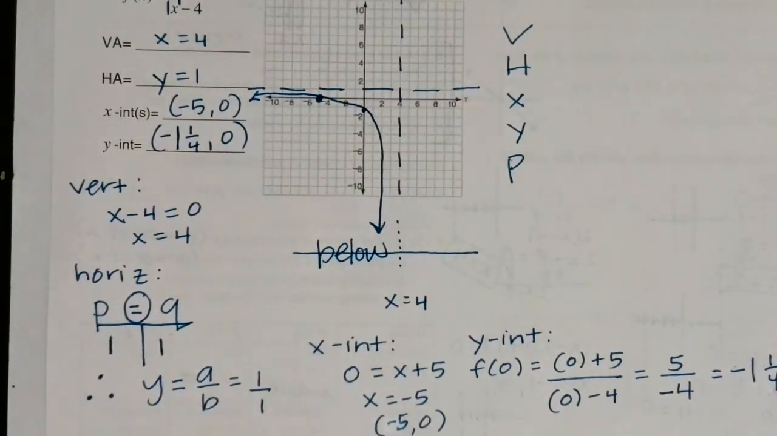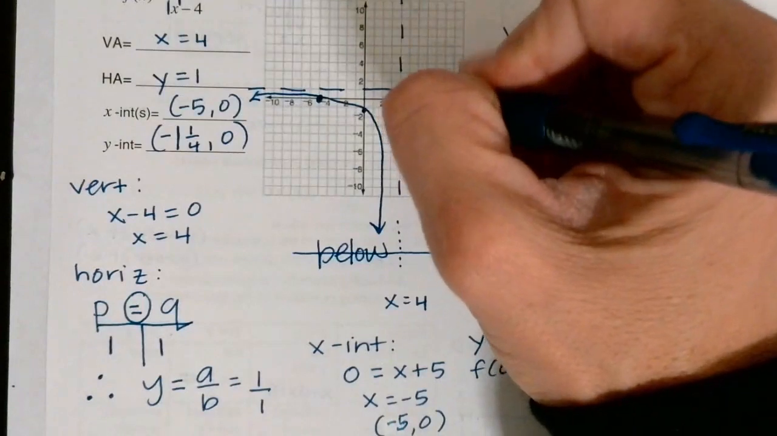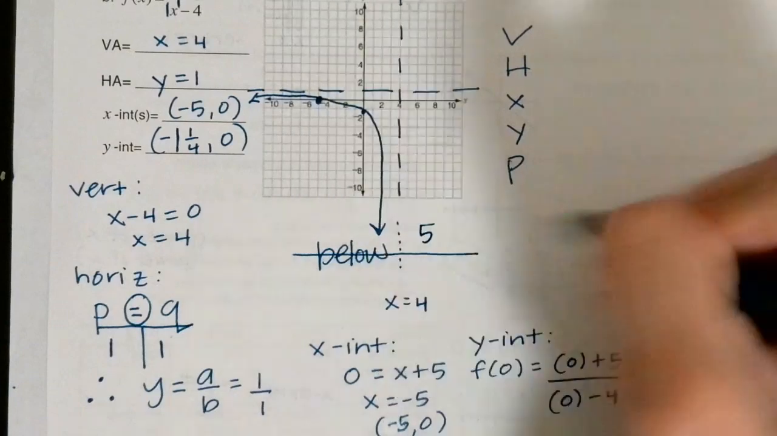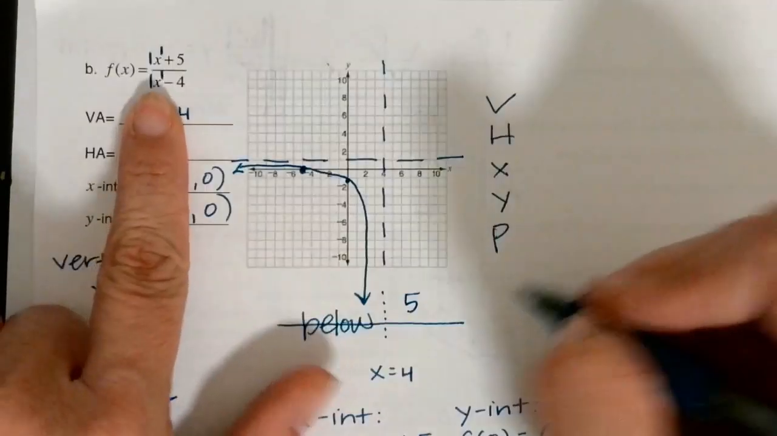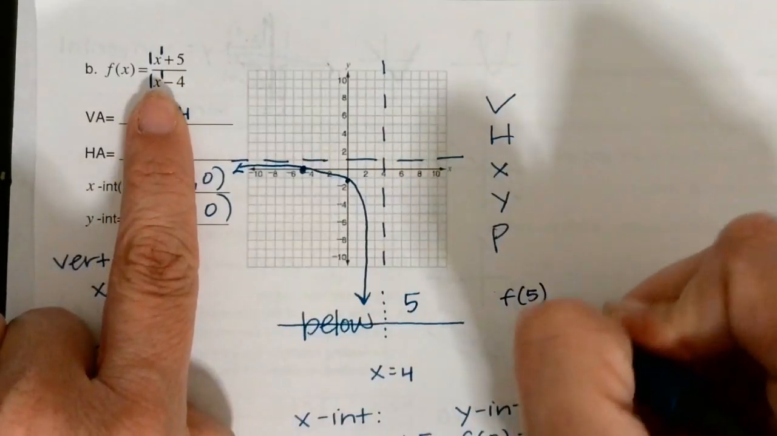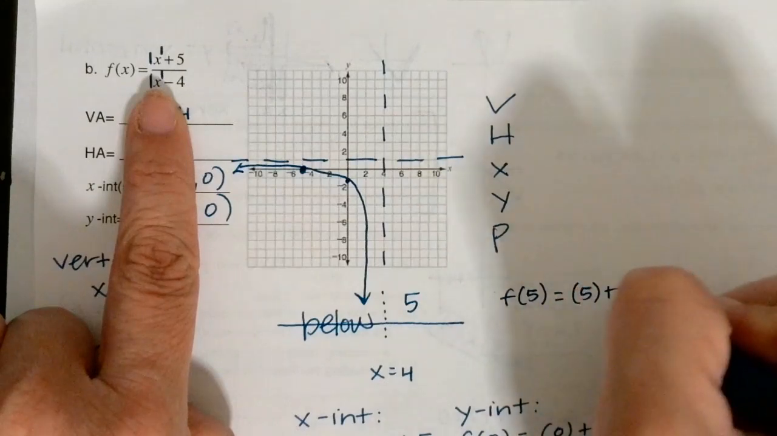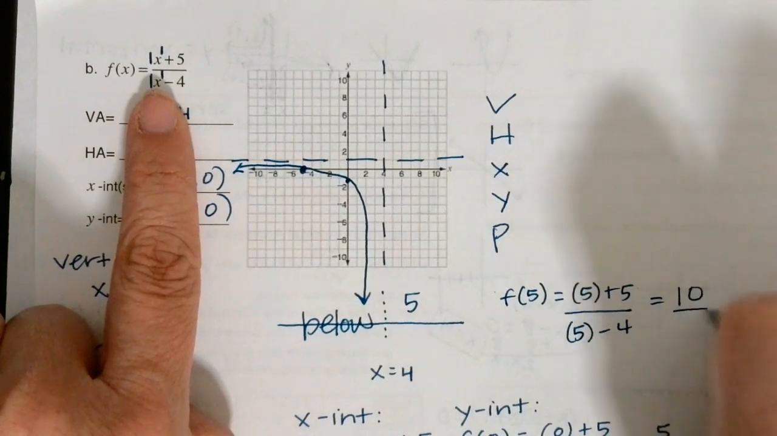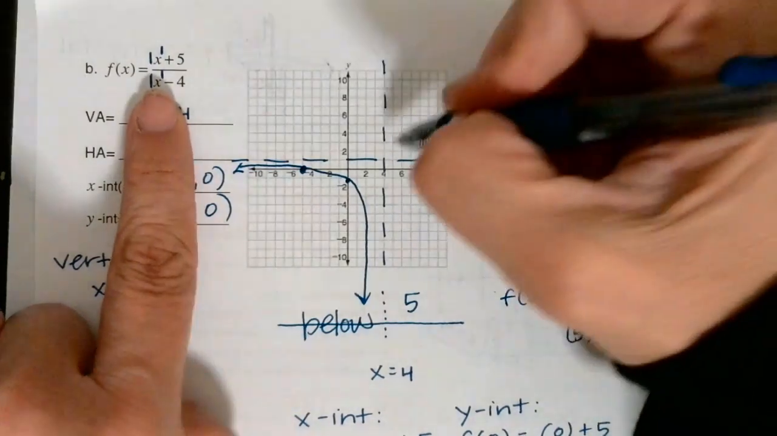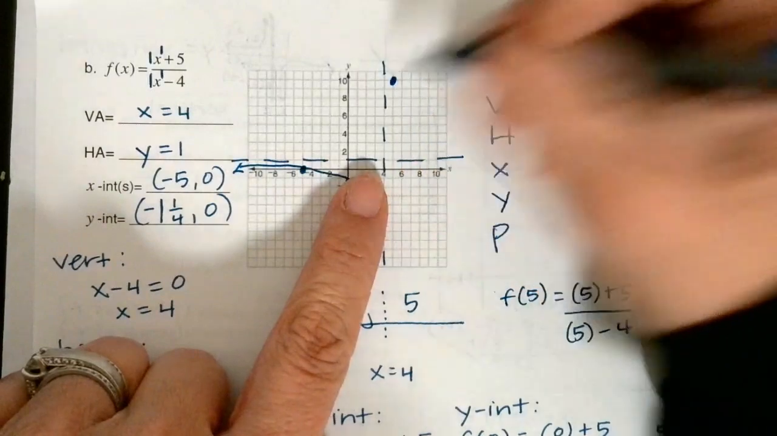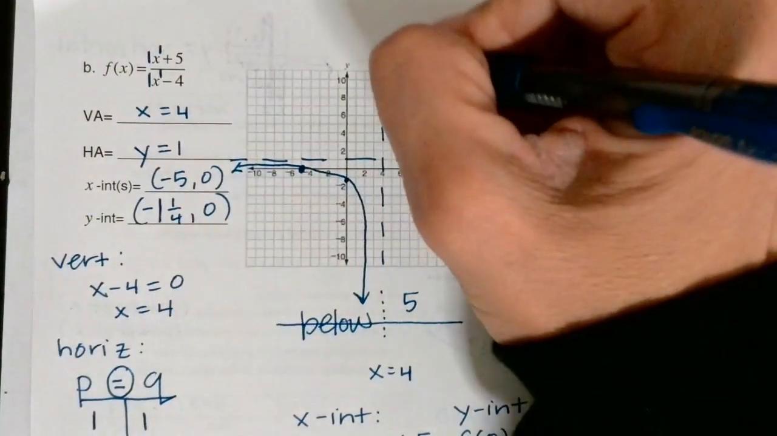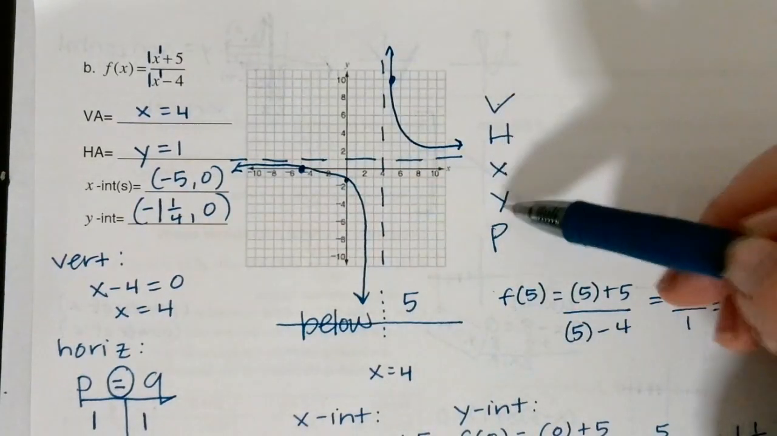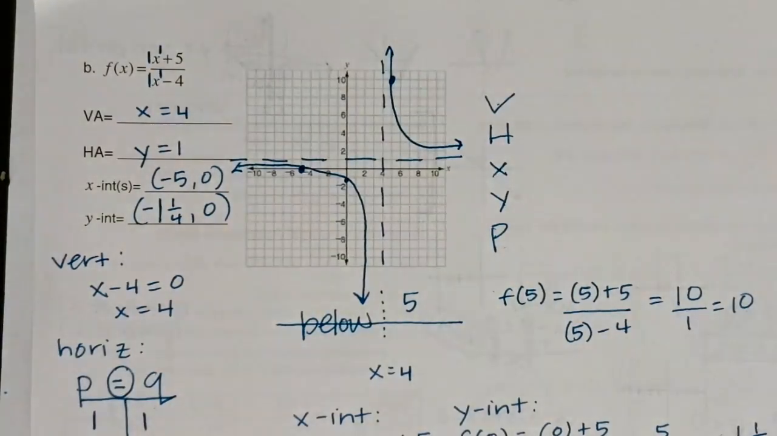What about to the right? How do I figure out what it's doing? I'm going to pick an x value to the right of 4. So I'm going to pick an x value of 5 and plug it into my equation. So I get 5 plus 5 all over 5 minus 4, which equals 10 over 1, which equals 10. So when I go to 5, there's a point all the way up there at 10, and it likes to coast along those asymptotes. So I've done vertical, horizontal, x, y, and pick points. V, H, X, Y, P.